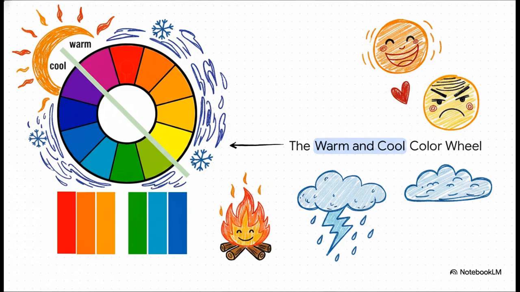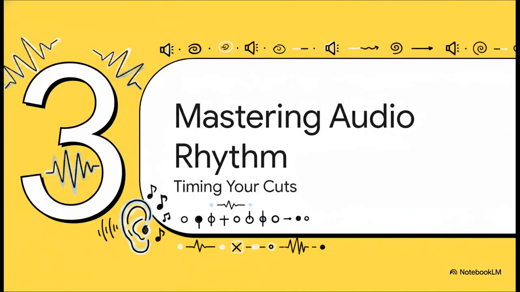Want to evoke joy or maybe comfort? You lean heavy into those warm tones. But if you're trying to build suspense or maybe a really bleak atmosphere, you shift gears straight into the cool blue spectrum. You know, it isn't just about making things look pretty. It's literally painting with emotional intent. All right, Section 3, Mastering Audio Rhythm.